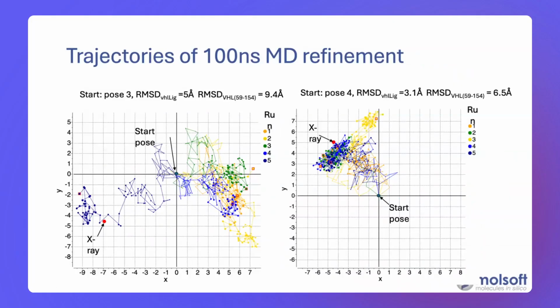So here we can see a two-dimensional visualization of the 100 nanosecond MD refinement trajectories. These plots map the movement of the complexes for pose 4 and 3 throughout the simulation. Each color represents one of the 5 independent runs, allowing us to observe the different paths the models take in the conformational space. By comparing these trajectories to the target X-ray structure indicated here and here, you can see that the runs are successfully moving towards the native state in the MD simulation.